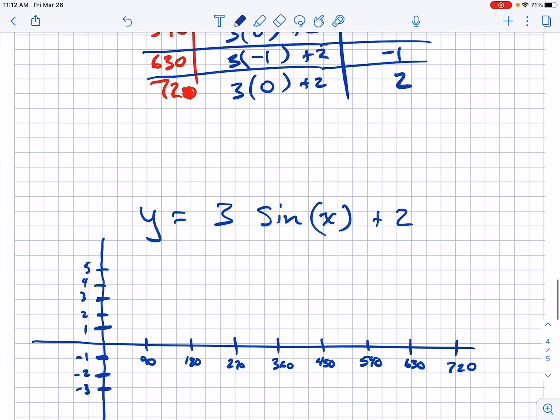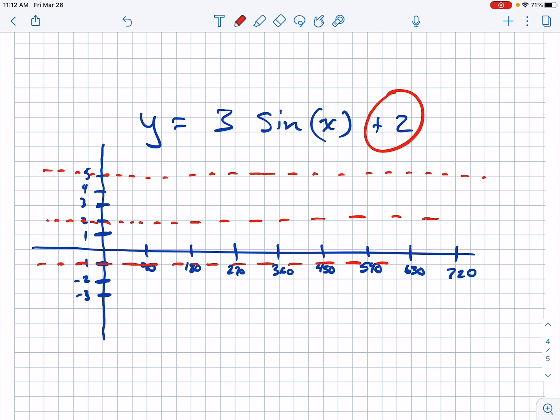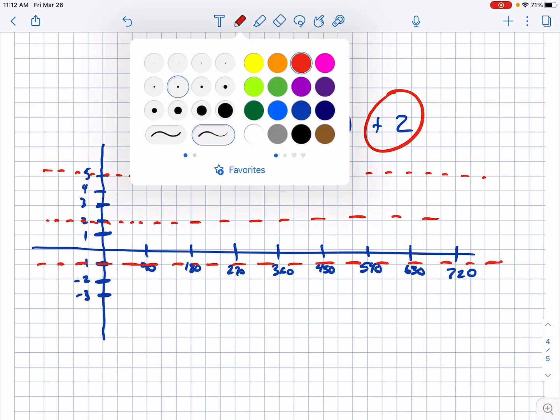Okay, now the graph, our midline is at 2. That's the middle of the graph. There's our midline right there. Y equals 2. And we're going to go 3 above the midline. So our maximum will be at 5. And we're going to go 3 below the midline. Our minimum will be at negative 1.